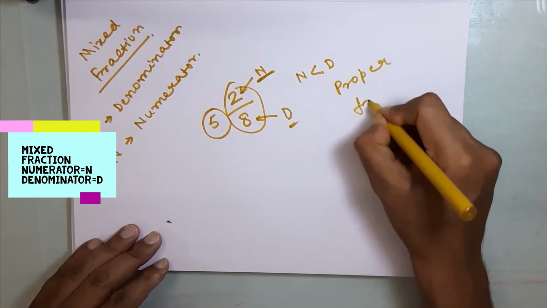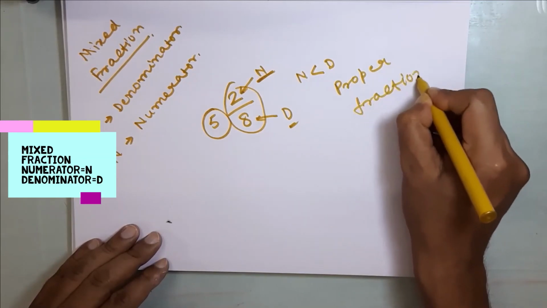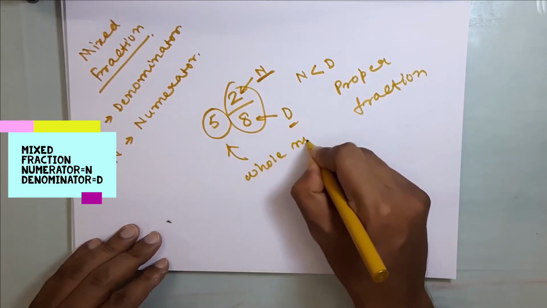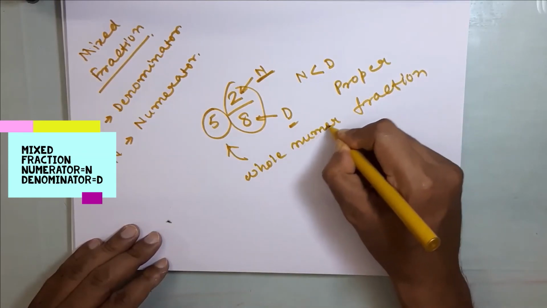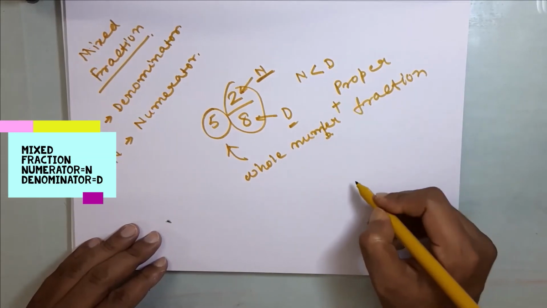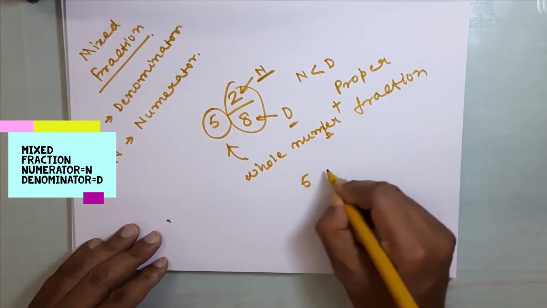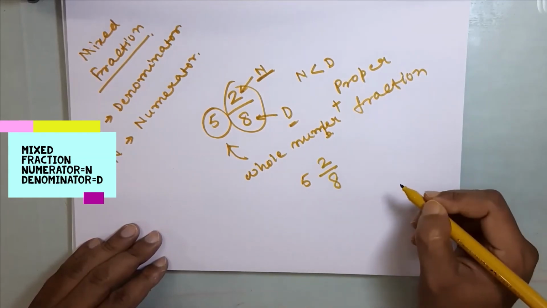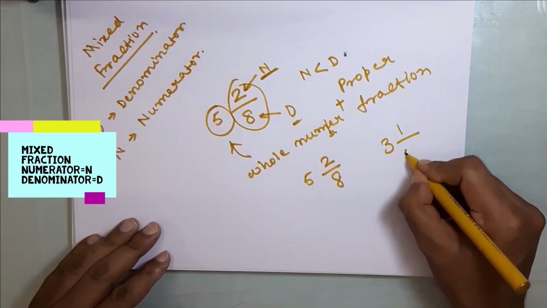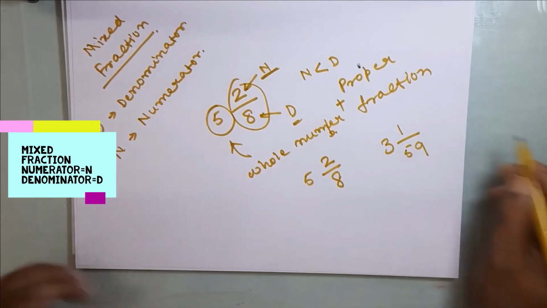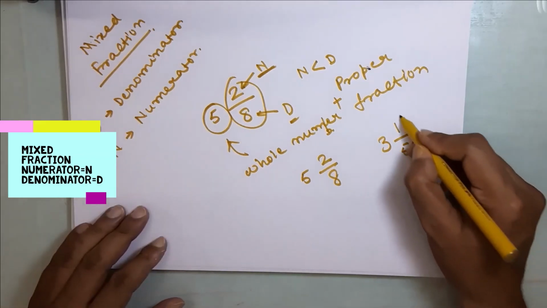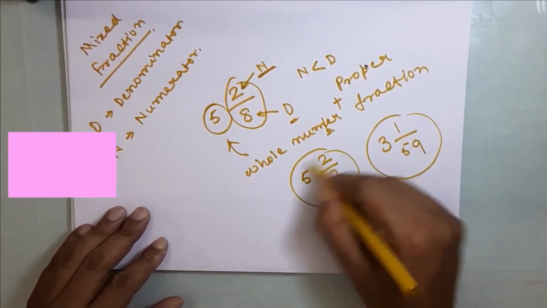And this is a whole number. So whole number plus proper fraction is your mixed fraction. So 5 2 by 8, this is your mixed fraction. So 3 1 by 59, anything. This is a proper fraction and then there is a whole number. So together it is a mixed fraction. This is a mixed fraction.